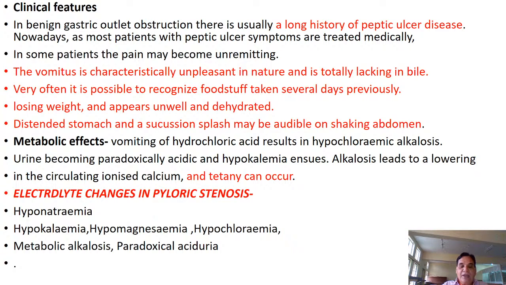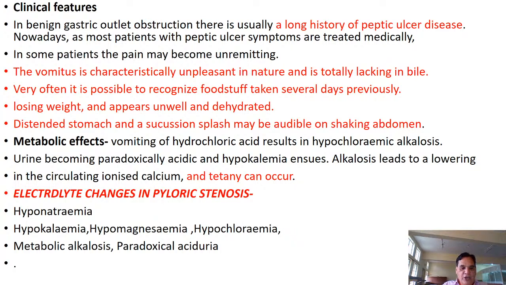Metabolic effects: there can be hypochloremia resulting in hypochloremic alkalosis. Urine is paradoxically acidic. Even if there is no acid, urine is acidic. There are different causes. And hypokalemia. Why hypocalcemia? Because alkalosis leads to lowering of circulating ionized calcium, and the result in clinical features is the patient vomiting continuously, fullness of abdomen with tetany. If the patient has a feature of tetany, it goes in favor of a GOO.